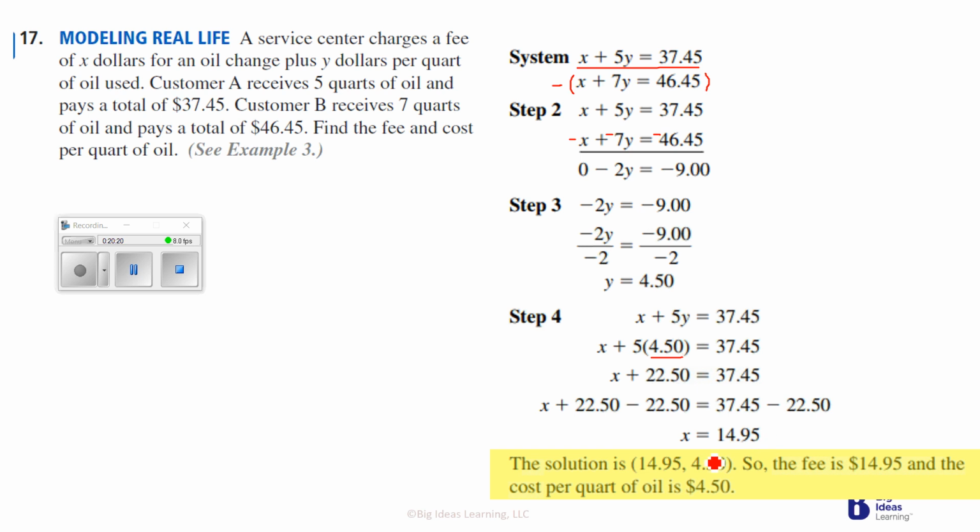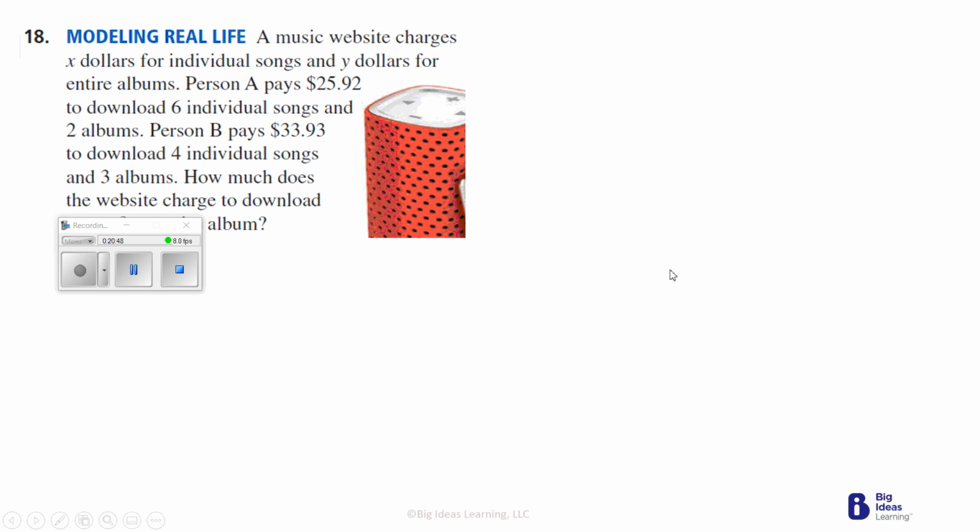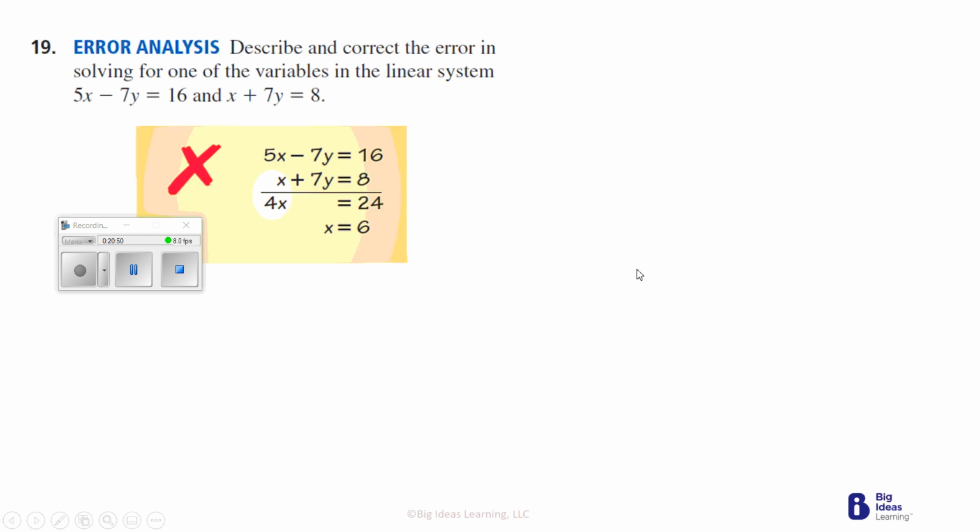So now that I know what the quart of oil is, the quart of oil also revealed the service charge, didn't it? Because X is $14.95. So the fee is $14.95. Excuse me, I didn't say that correctly before. 95 cents. And the cost per oil is $4.50. All right. Let's move on. I believe you have number 18. I'm going to leave that for you, and we're going to go to number 19.